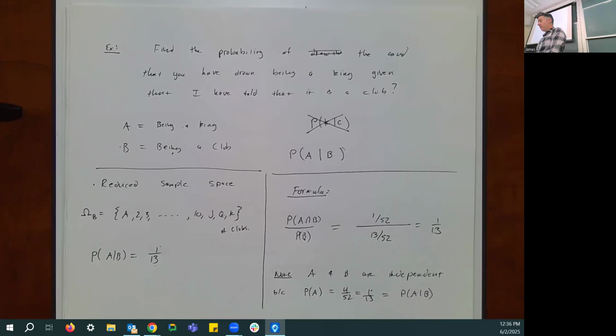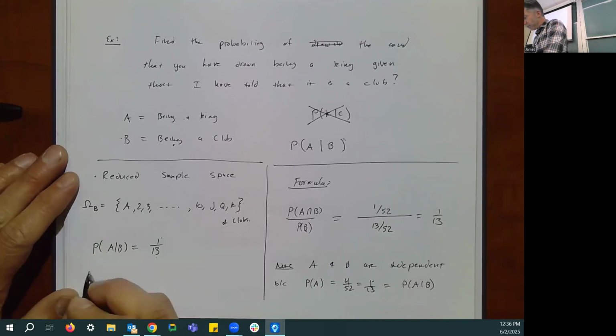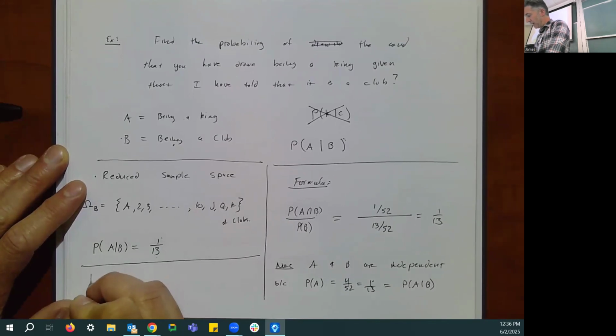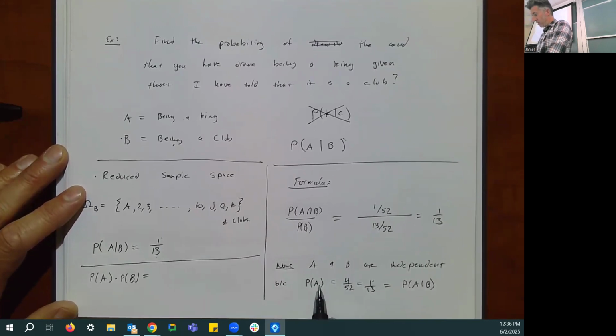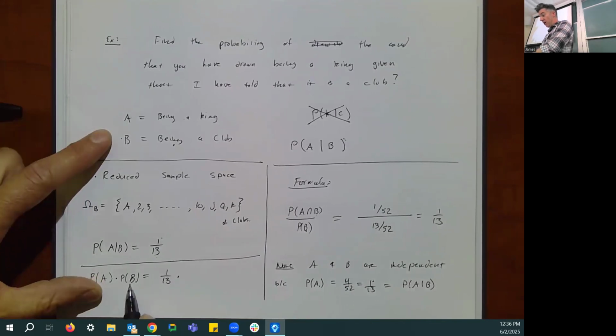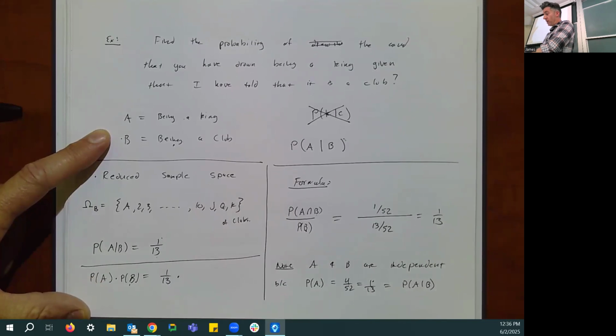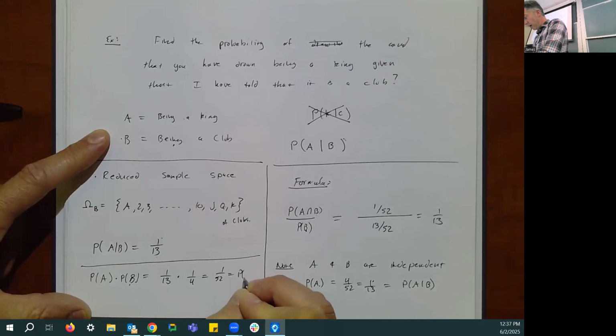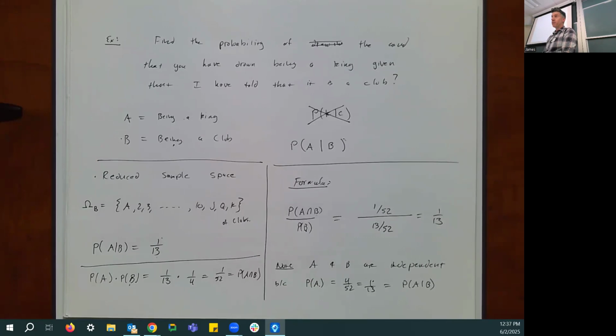Just to go one step further with that, I'll also point out that you could calculate it. I never like doing it this way, but you could also say the probability of A times the probability of B. Well, we just said the probability of A is 1 out of 13. Probability of B, the probability of being a club, we said was 13 out of 52, or 1 out of 4. And that is equal to 1 out of 52, which is the probability of A intersect B, the probability of being a king and a club. So this also shows that they are independent.